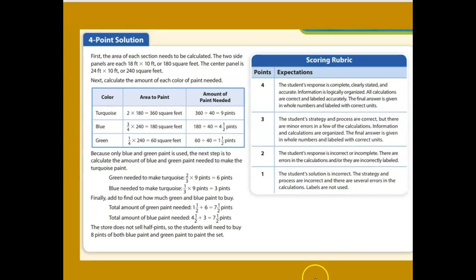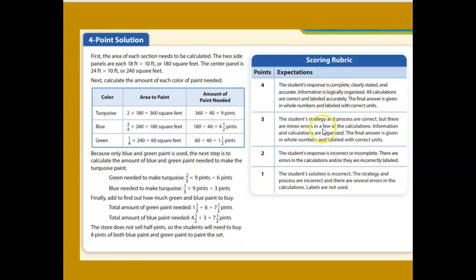Move that over. This is kind of just a scoring rubric that I thought you might enjoy. You got a perfect score on just the paint section if your response is complete, clearly stated, accurate. You've got organized information, your calculations are correct, your final answer is given in whole numbers, because there you go again, you can't have 7.5. And you labeled with correct units, you would have gotten an A+ on the I Learn.